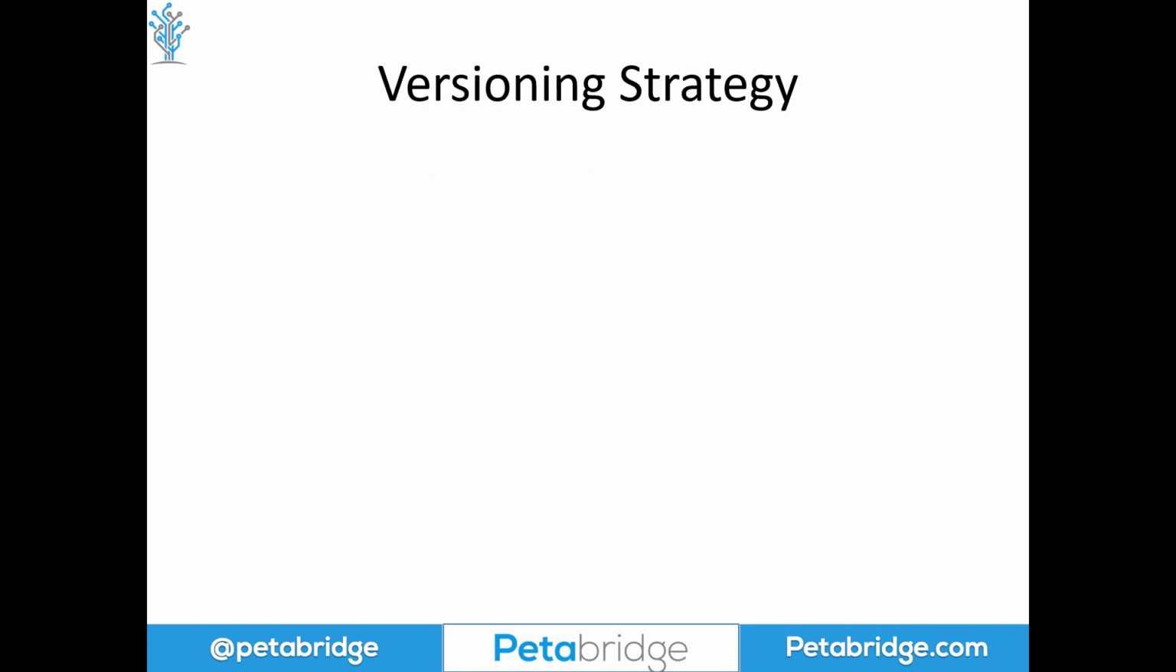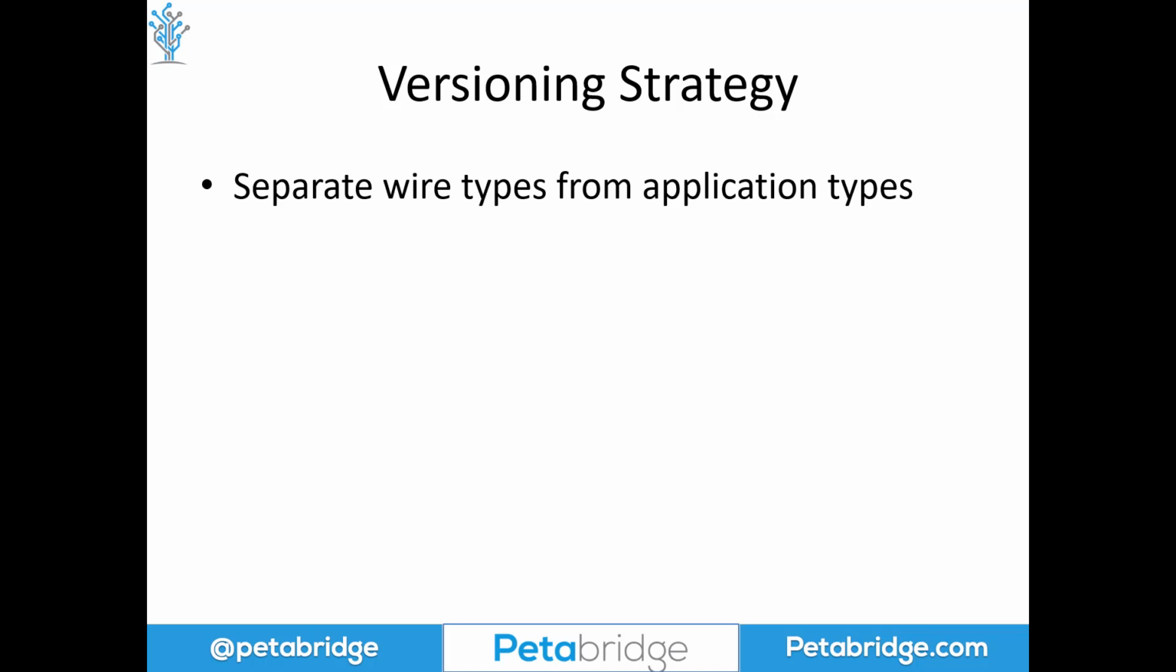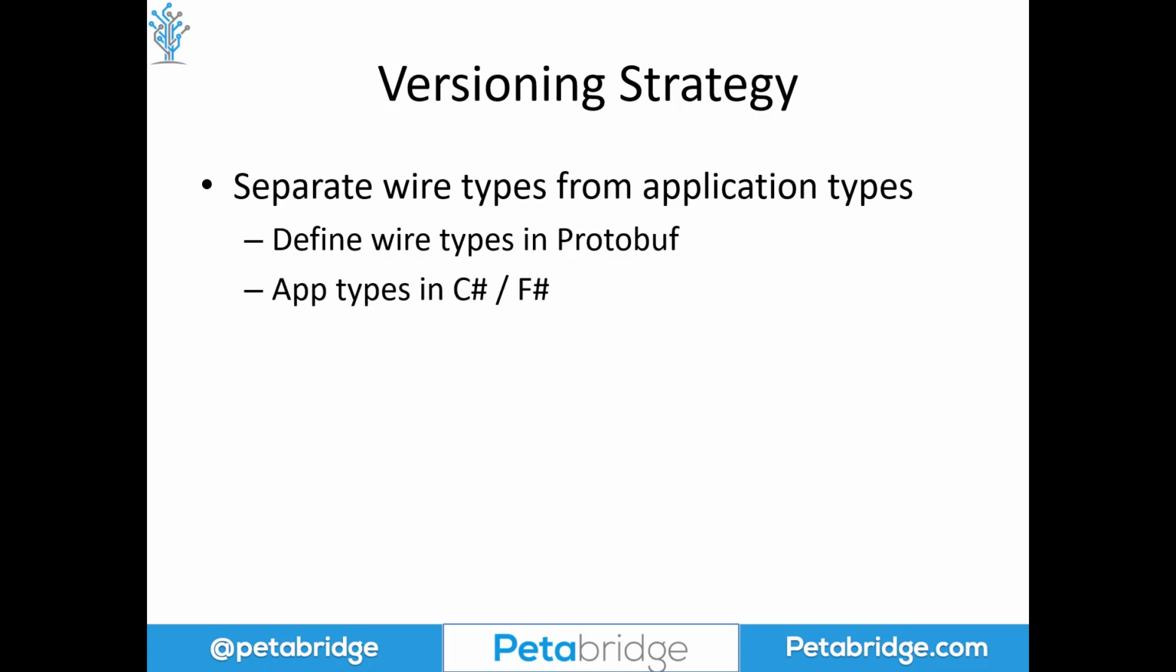Now let's talk a little bit about the overall versioning strategy we're going to try to use. The biggest facet of it is that we're going to separate our wire types explicitly from our application types. They're going to exist as two discrete CLR types ultimately. The wire types are going to be defined in Protobuf, and they're going to be compiled into C# using the ASP.NET gRPC tooling to do that. So that's the first dimension of it. And then we have our application types in C# and F#.